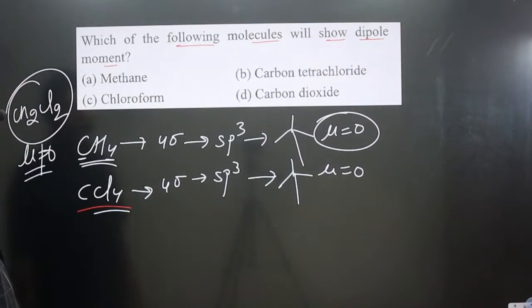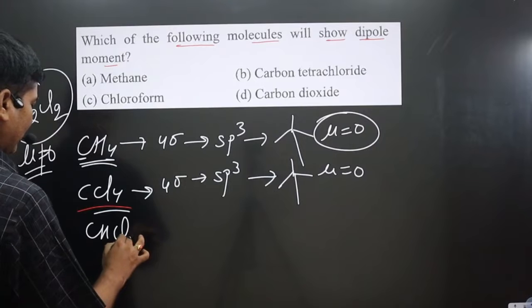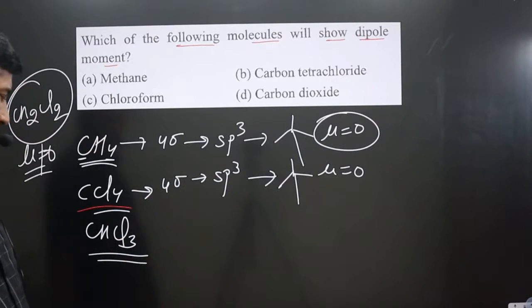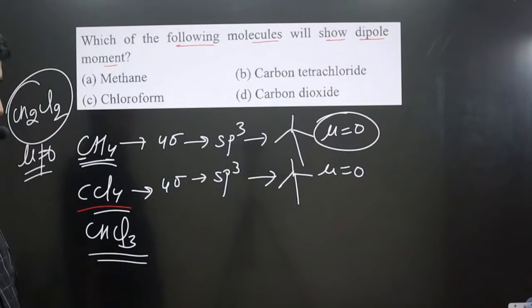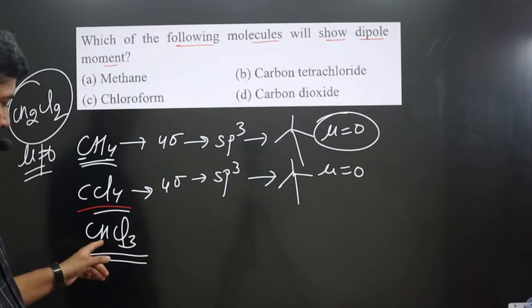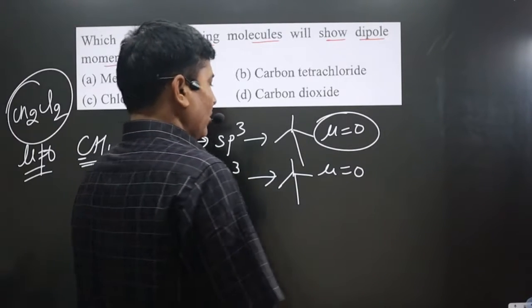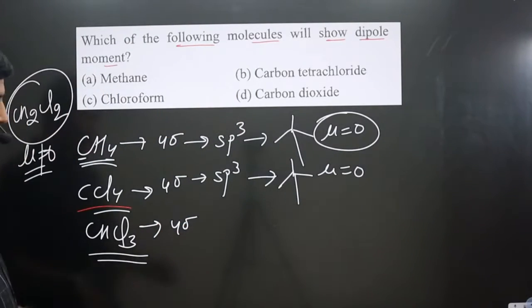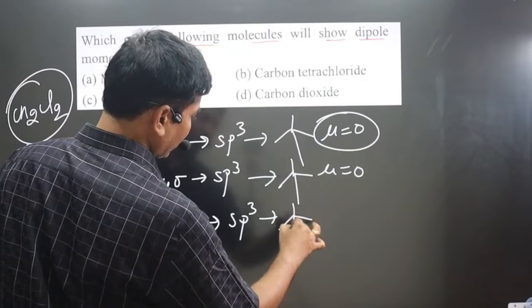Very interesting. Next we have chloroform. This is CHCl3. You should be careful with the formula. If you know the formula, then you can apply the concept. In CHCl3 you can see all the substituent groups are not the same, so you should be careful. Carbon forms 4 sigma bonds, with sp3 hybridization and regular geometry.